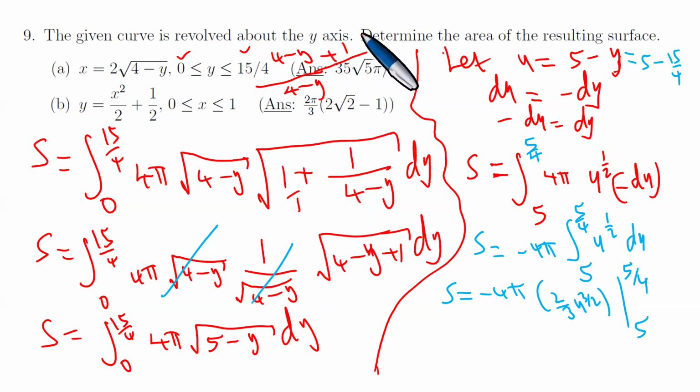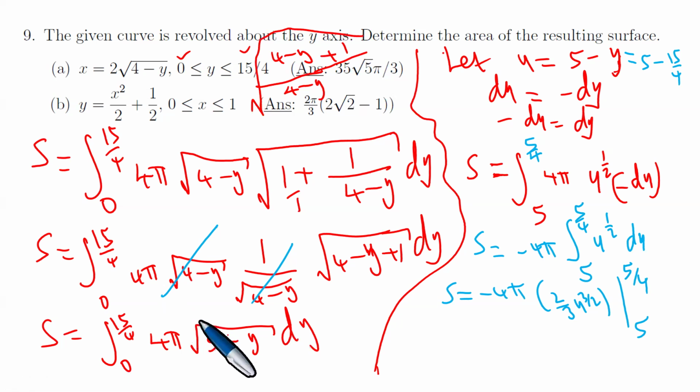And then you take the square root of this. When you take the square root of this, then you'd have the square root of the 4 minus y in the denominator. Then you have the square root of 4 minus y plus 1. And then now the square root of 4 minus y cancels out, giving us exactly 4 pi. Then you have the square root of 4 plus 1, which is 5 minus y dy.